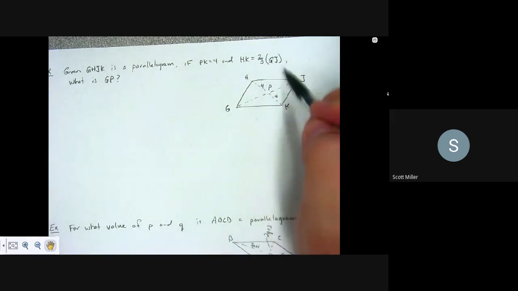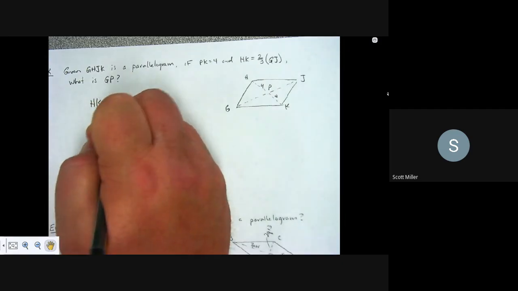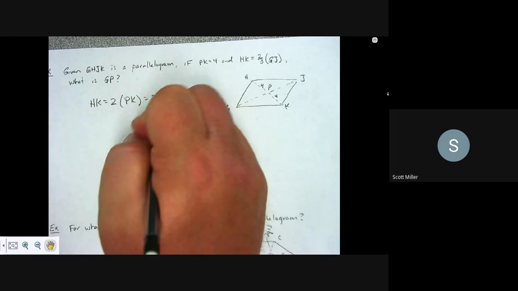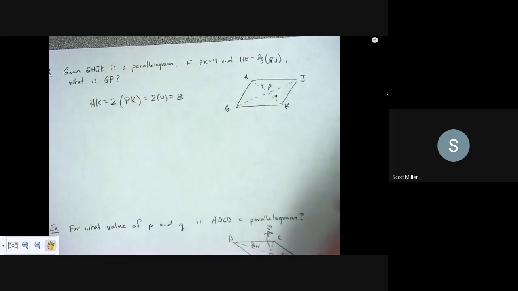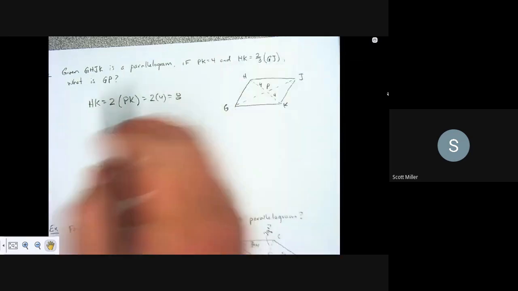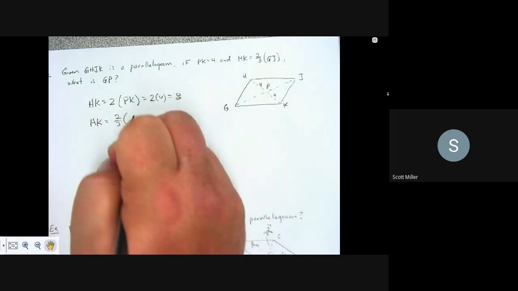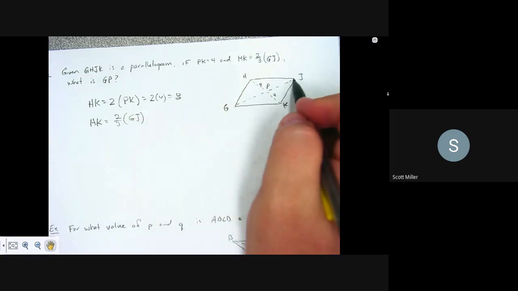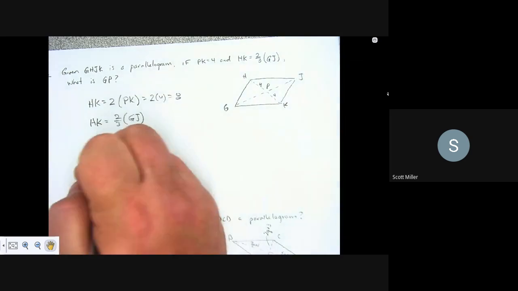But in here, I can work this out. So here is a formula that I can use. HK is 2 of these PKs, which is 2 times 4, which is 8, which is what we already established. From this formula right here, I know that HK is 2/3 of whatever GJ is. So then I can plug in my numbers and solve for this. So this is an 8.